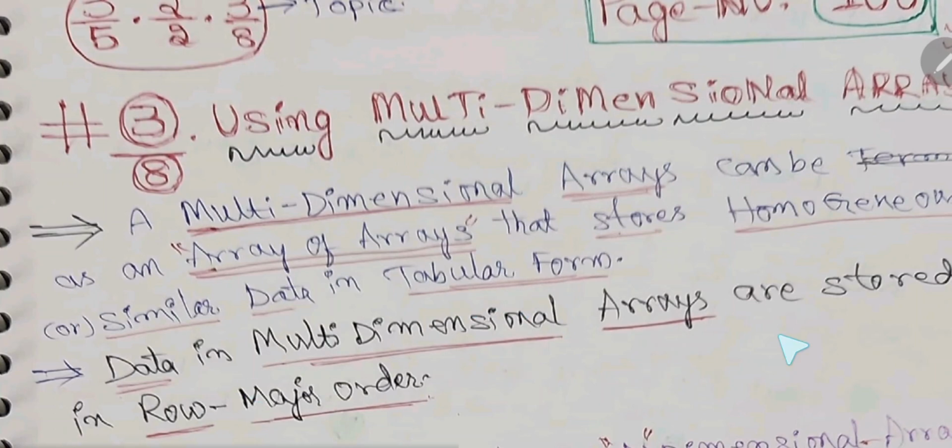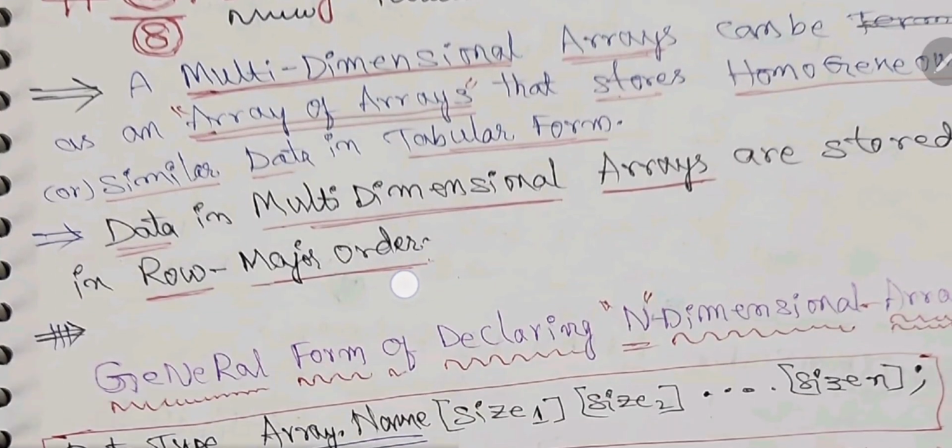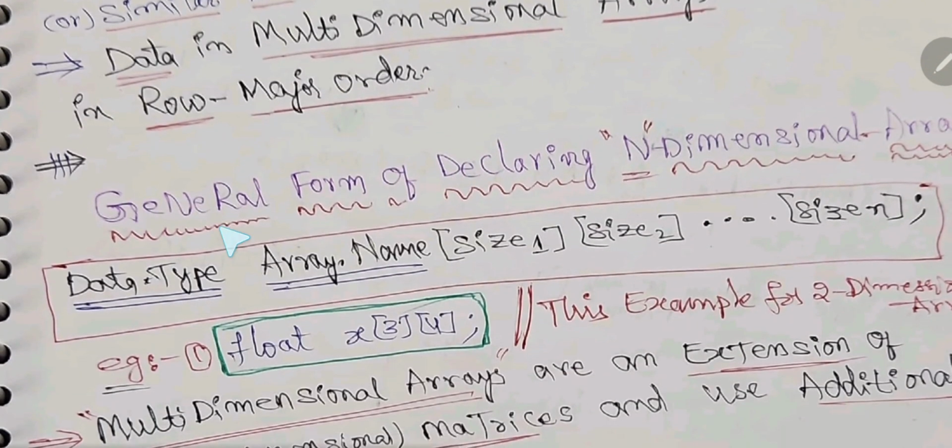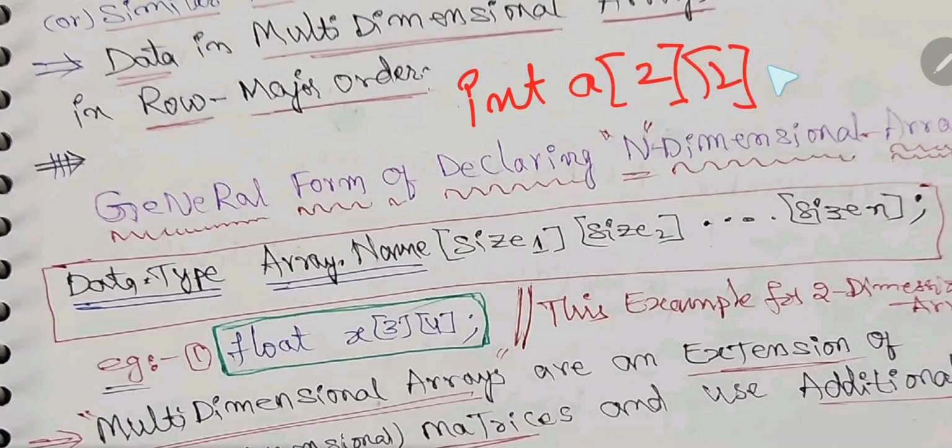Data in a multi-dimensional array is stored in row-major order, in rows and columns. Generic form of the declaration of the n-dimensional array: I have just shown you, I wrote it earlier. I will write it one more time, though the video length will increase. int a[size1][size2]...[sizeN]. This is the multi-dimensional array syntax.